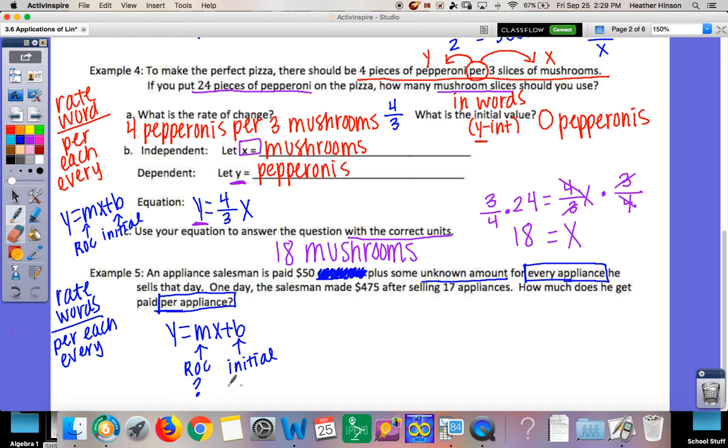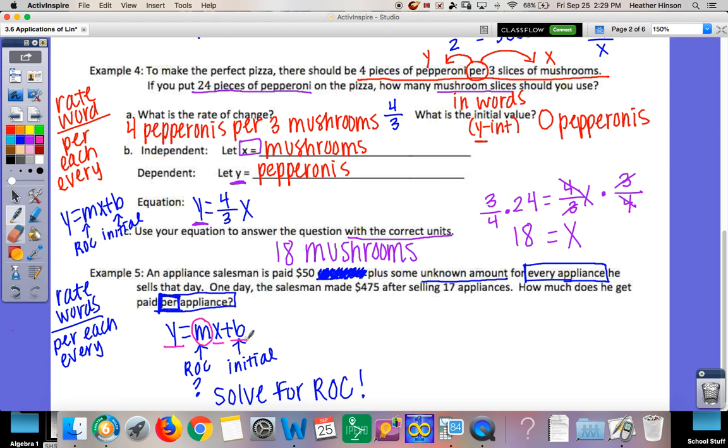So we're going to have to solve. That's what's special about this one. We have to solve for the rate of change. We're not solving for x or y here. We're solving for the rate of change. Anytime you see per, each, or every, your rate word, inside of your question, the actual last question on the whole paragraph, you're going to have to solve for rate of change. So we have to plug something in for y, for x, and for b so we can solve for m.